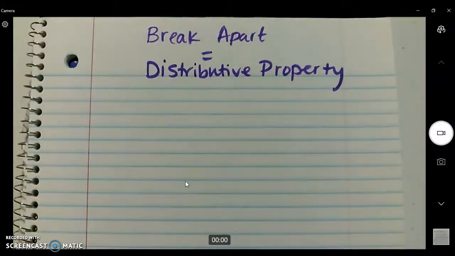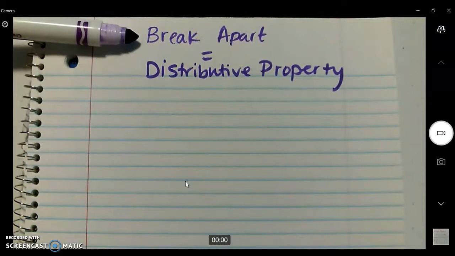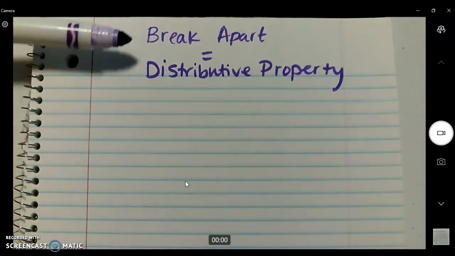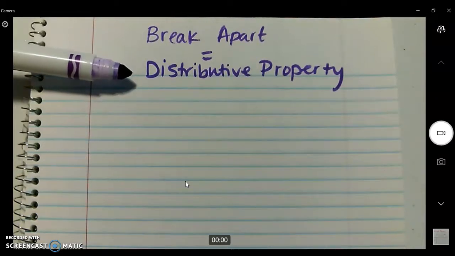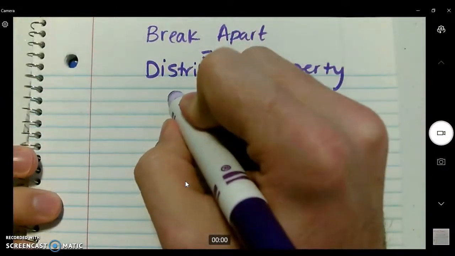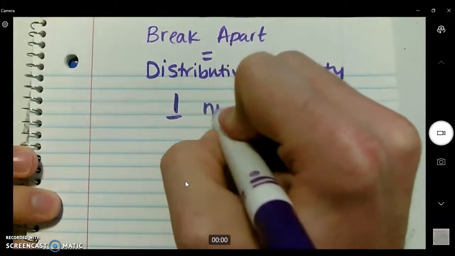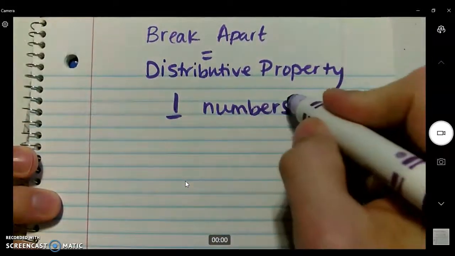Alright guys, so today we're going to focus on the break apart strategy when we get to a multiplication equation that's just too hard for us to do in our head. And like Mr. Westhoff said on the slides earlier, the fancy term for it is distributive property in multiplication. That's a rule that says that you can break apart just one of the numbers to make it a lot easier for you.